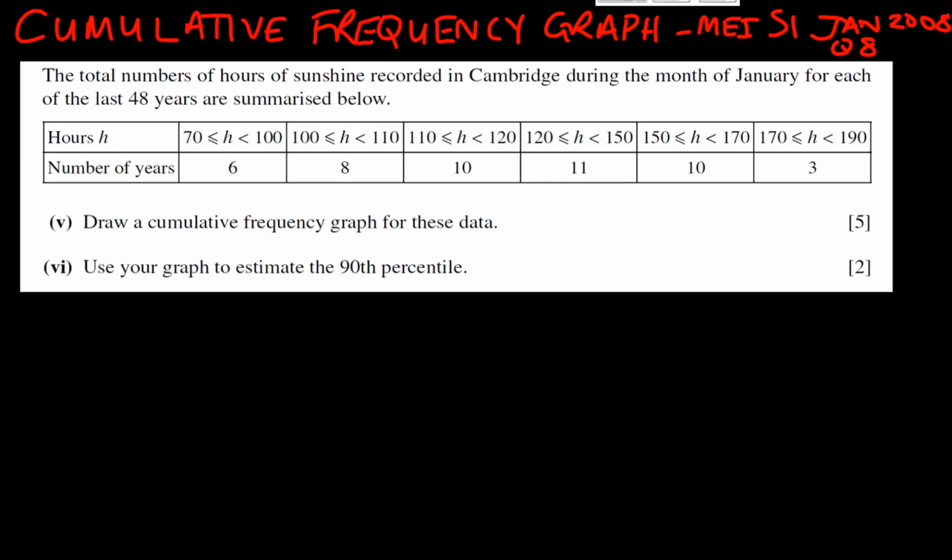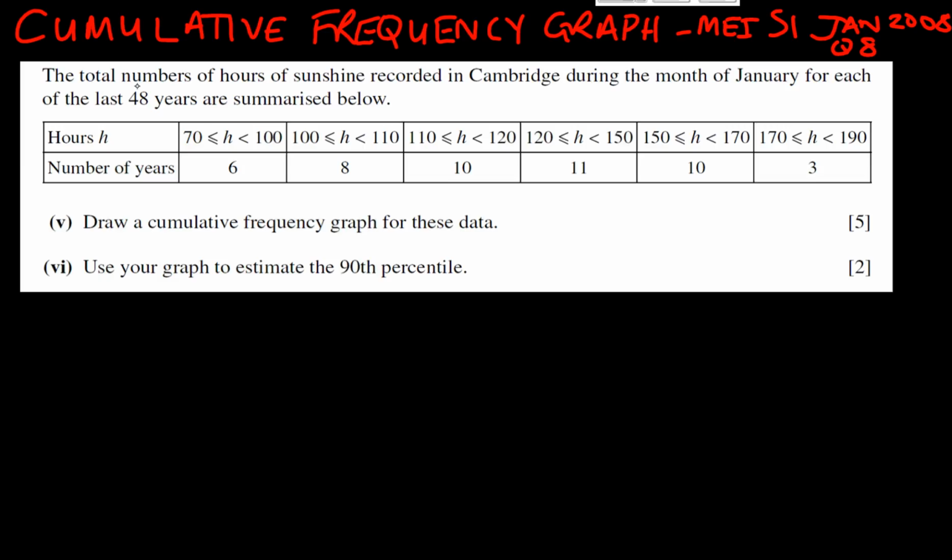Hello. This is a demonstration of drawing a cumulative frequency graph for MEIS1. I'm going to use January 2008 question 8. So let's have a quick read, as ever, of what the question asks us.